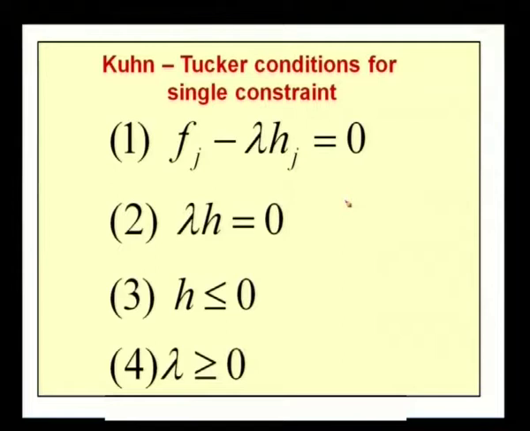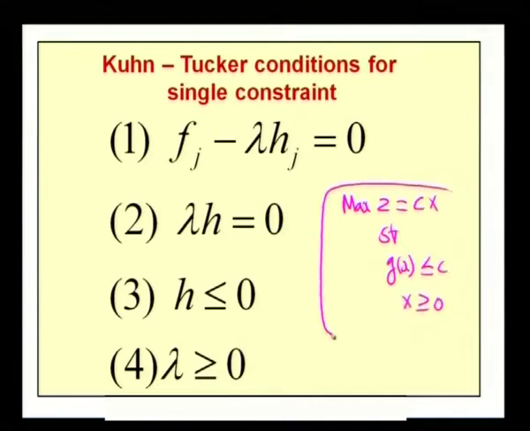A nonlinear programming problem is represented by maximize z equal to f of x such that g of x less than or equal to c, x greater than or equal to 0. So, this nonlinear programming problem involves a single constraint. The necessary condition to solve this nonlinear programming problem is called the Kuhn-Tucker condition.